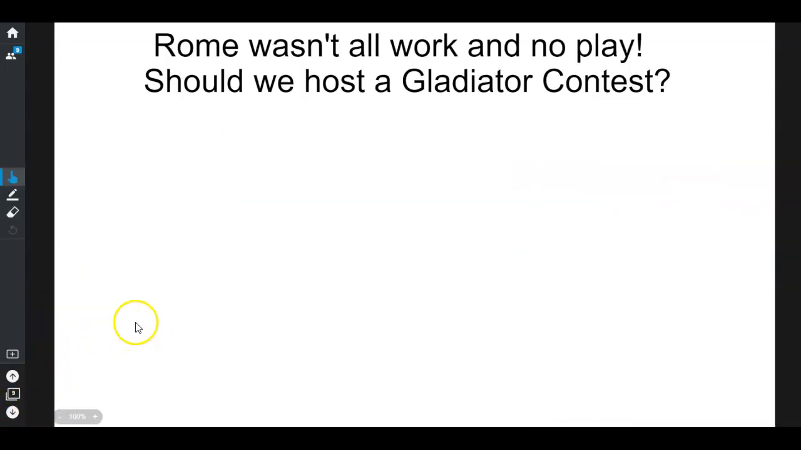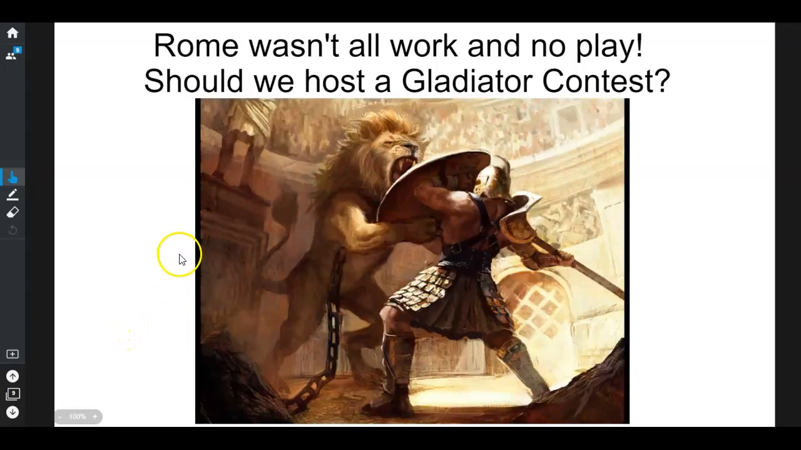One of the main things that Rome is known for was its famous gladiator contests. You can see a picture here. You have the warrior in his armor in the arena battling the lion here in this image. Sometimes the gladiator would battle other warriors, other gladiators, and it would be a fight to the death. Basically, whoever was the last man standing won.